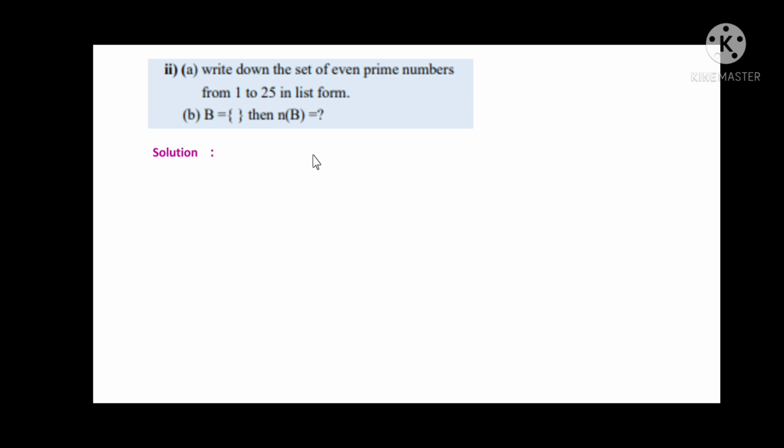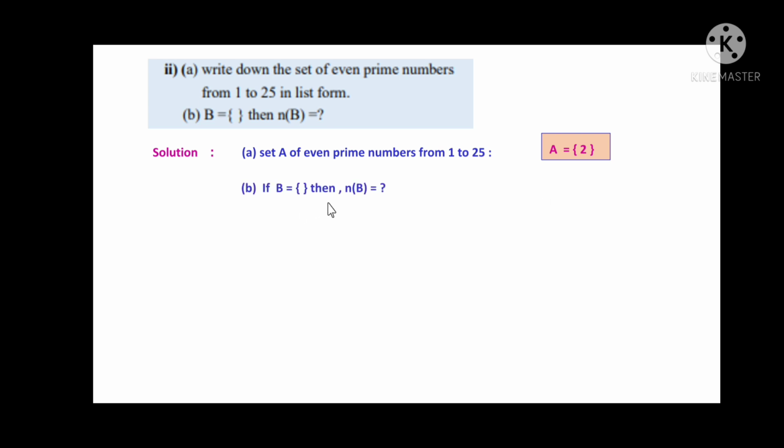So friends, it is given that set A is the even prime numbers from 1 to 25, which could be written as A is equal to having the element only 2. Only 2 is the even prime number that you will get here as an element. If B is equal to the empty set, then the number of elements in the set B will be 0.